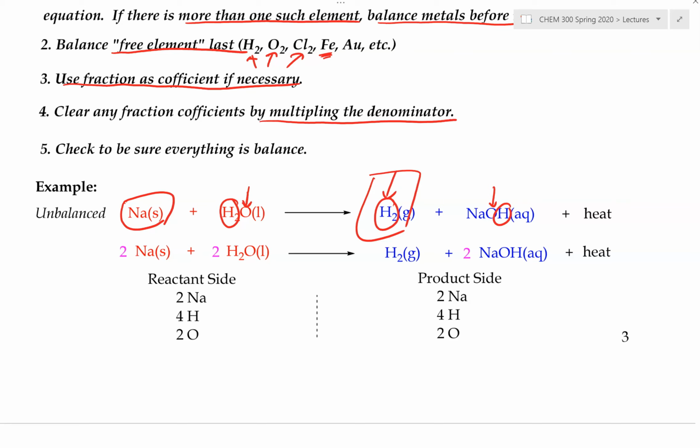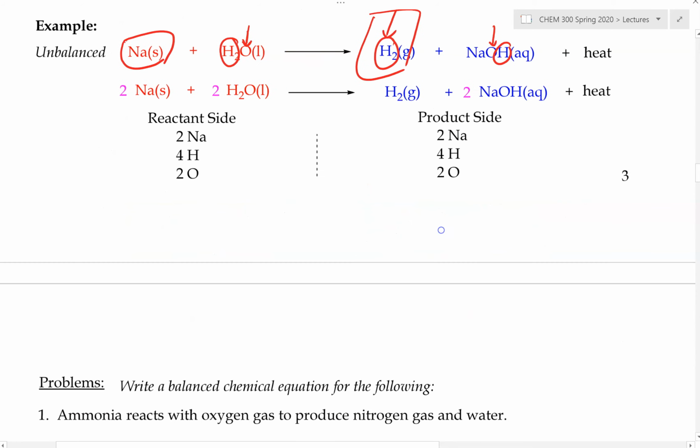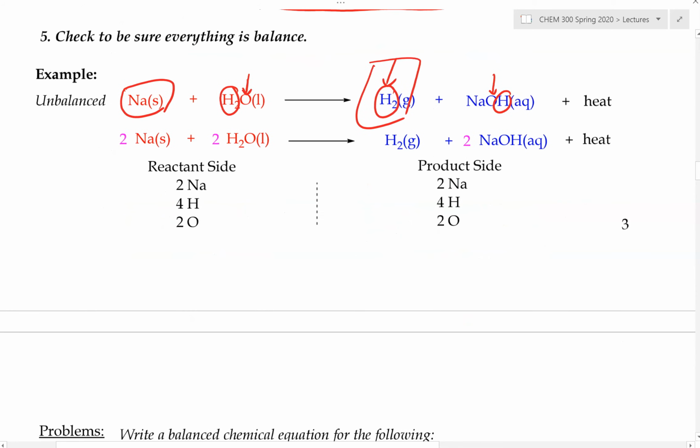And then lastly, always double check to make sure that in the end, everything is correctly balanced. If we go back to this equation right here, it would be correctly balanced by putting a 2 in front of the sodium, a 2 in front of water, and a 2 in front of sodium hydroxide. So now this chemical equation is correctly balanced.